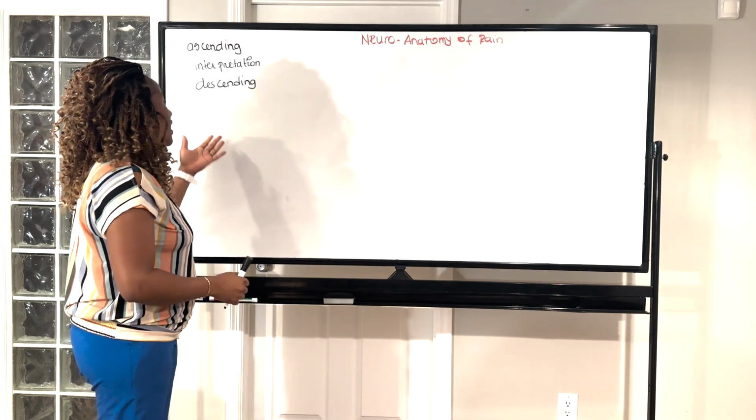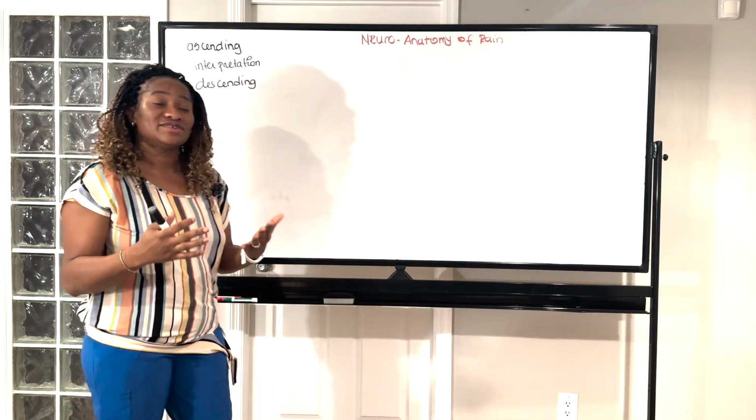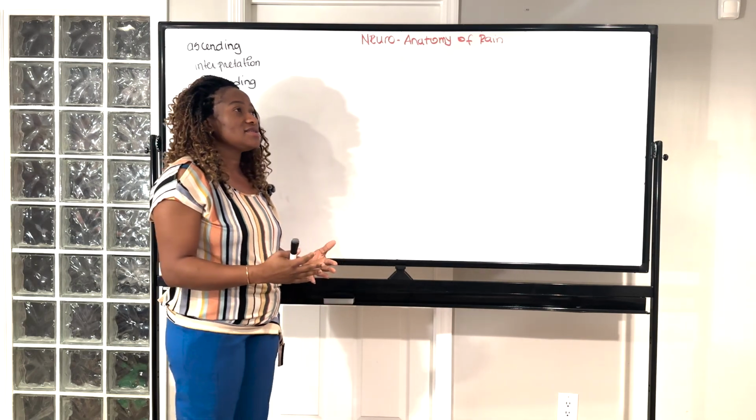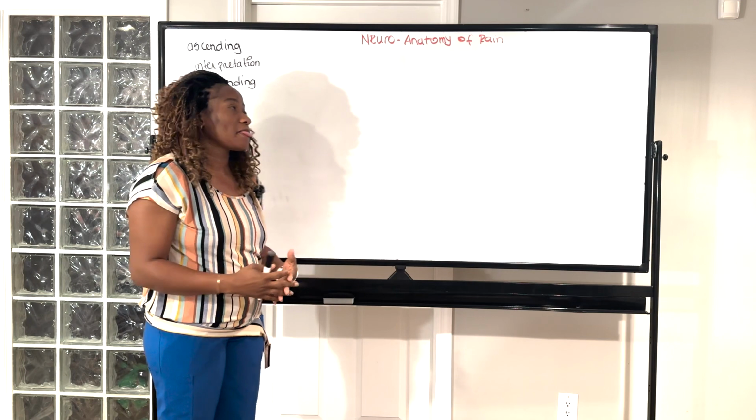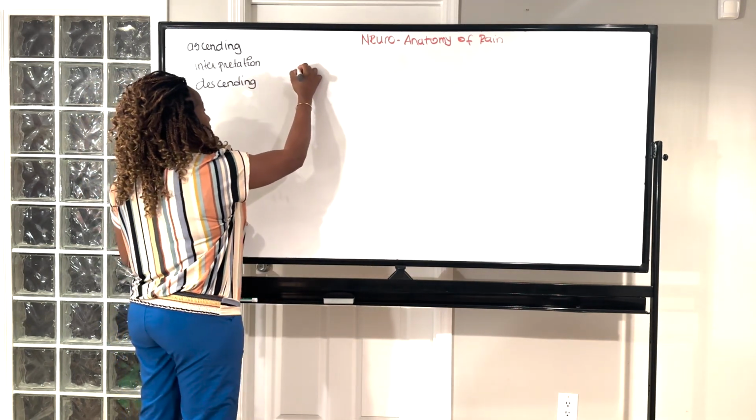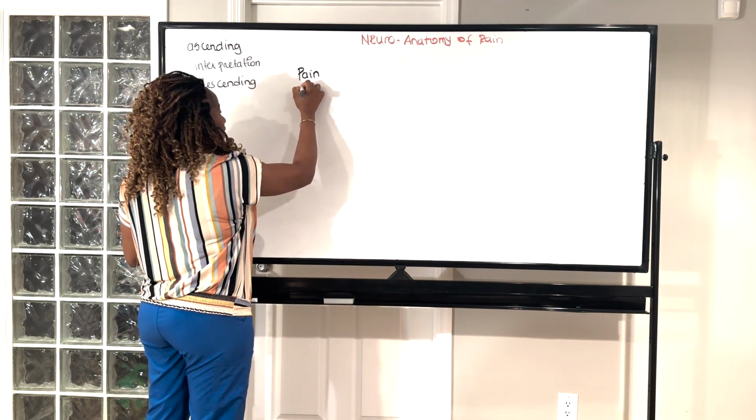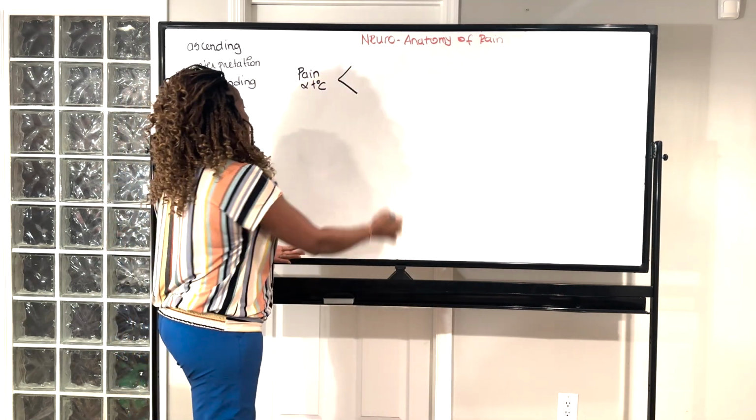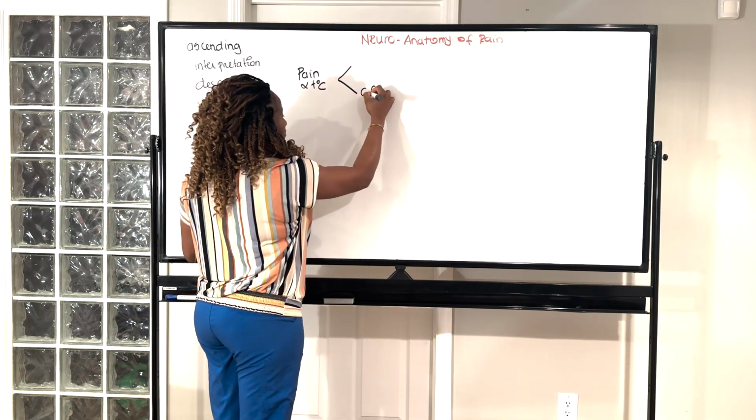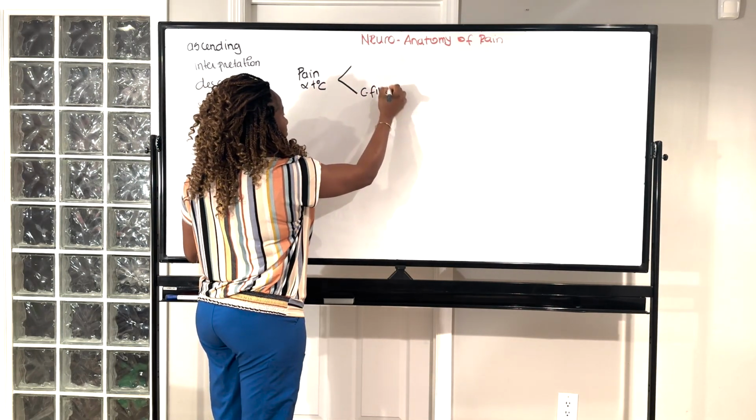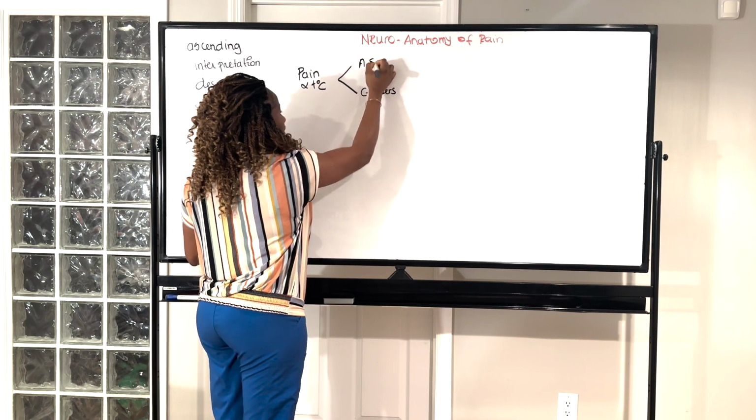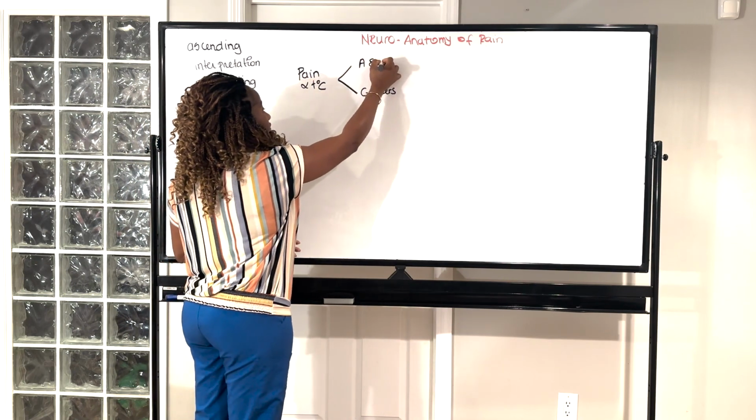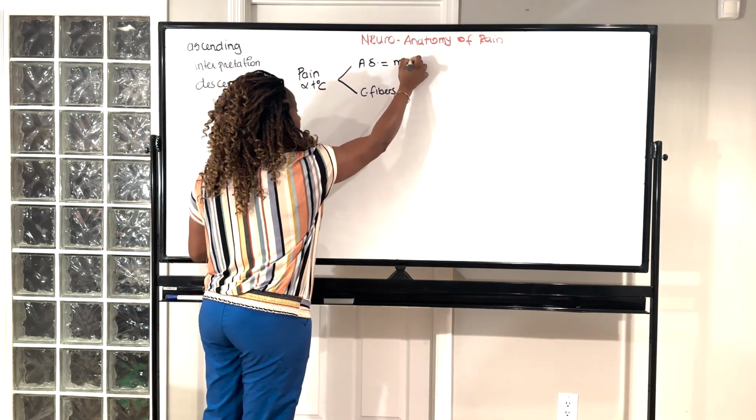Now that we know the pathways of pain, we're also going to describe the fibers that conduct the pain. So pain is conducted by different fibers. Pain and temperature is conducted by two main fibers, the C fibers and the A delta fibers. Now, the A delta fibers are going to be myelinated.